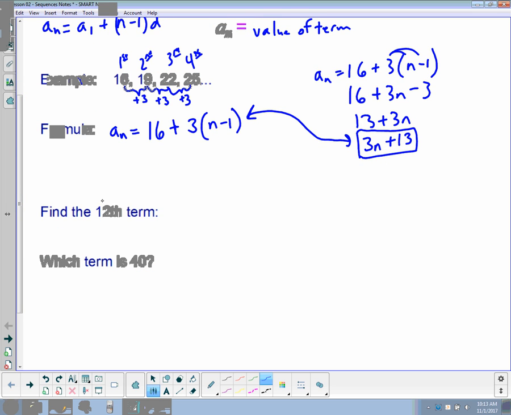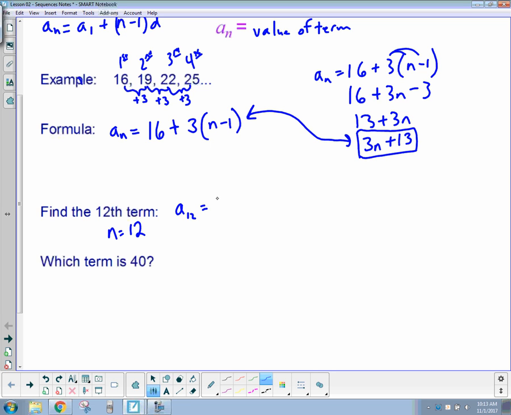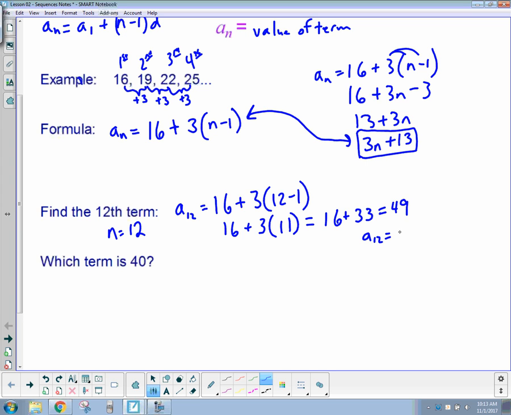This says find the 12th term. So n is going to equal 12. Use your formula. So A12 equals 16 plus 3 times 12 minus 1. 12 minus 1 is 11. So 3 times 11 is 33. And then 16 plus 33 is 49. So the 12th term using this arithmetic sequence will be 49.